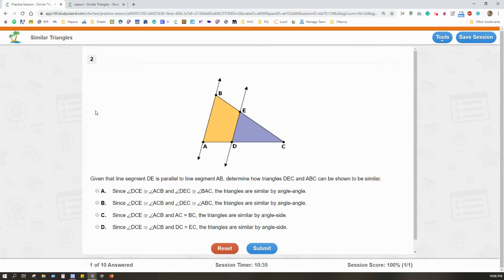Number 2, given that line segment DE is parallel to line segment AB, determine how triangles DEC and ABC can be shown to be similar. So something interesting about these, they both have angle C in them. We have triangle ABC, which uses the vertex at C, and we have triangle DEC, which again uses the vertex at C. And there's only one angle at C. So they share that angle.